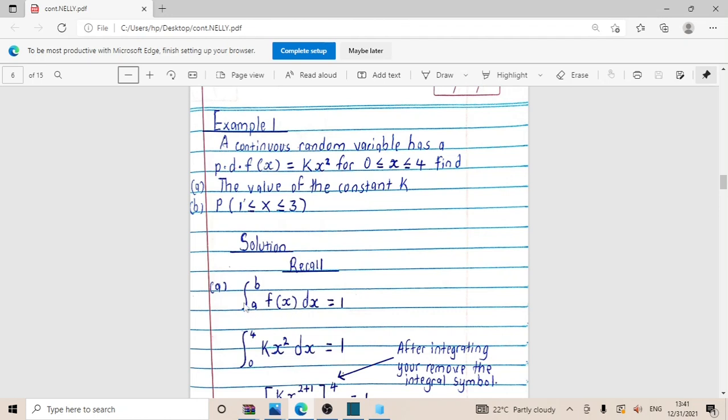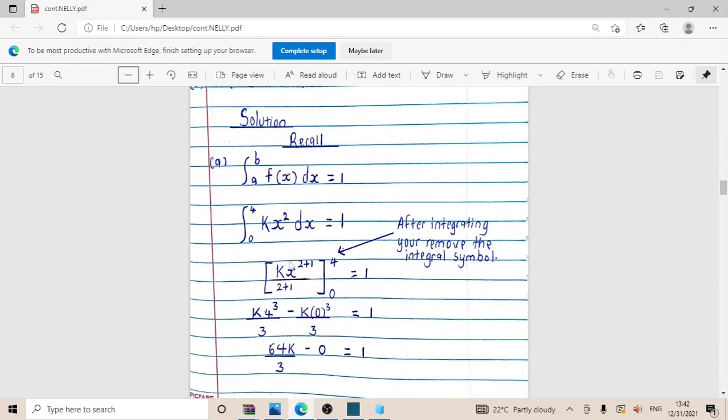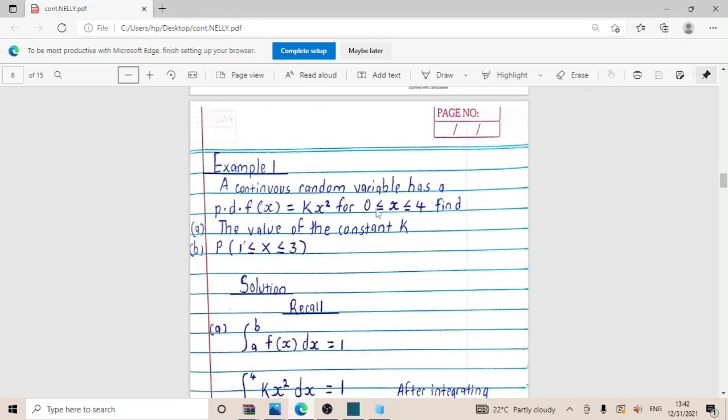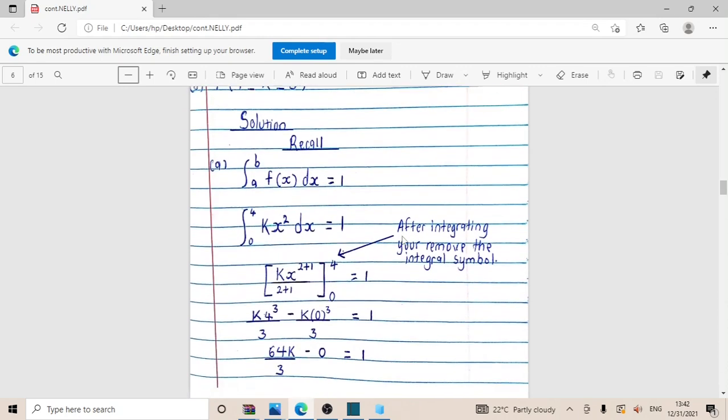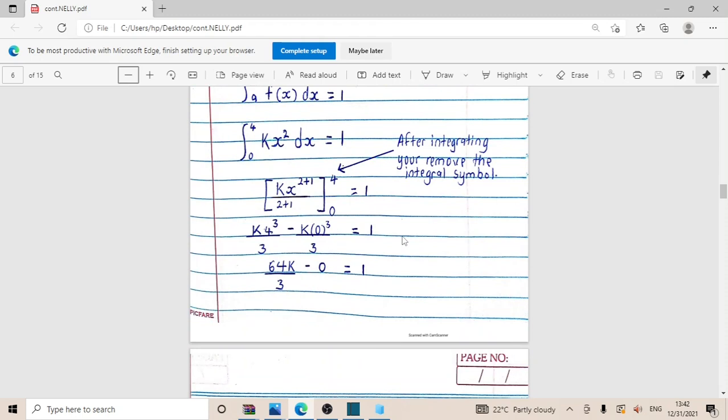So the solution here. Recall that the integral with lower limit a and upper limit b of f of x dx will be equal to 1. This simply means the area under the curve is equal to 1. When we are integrating, remember in our question we are given 0 and also 4, so x is greater than or equal to 0 and less than or equal to 4. So our lower limit is going to be 0 and our upper limit is going to be 4. We are having a constant k and also x squared dx, which is equal to 1.